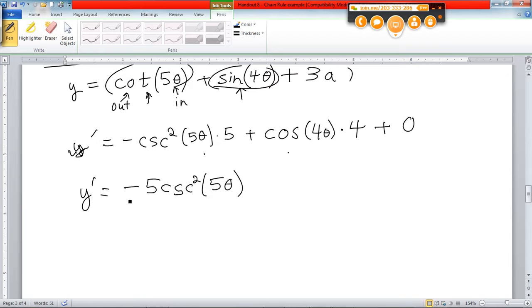So clean it up. I would just write that first one as -5 cosecant squared 5 theta. This, again, the 4 is not associated with this cosine 4 theta, so just put it up front. So just 4 cosine 4 theta. And then the 0. Of course, you don't have to write it. With me?